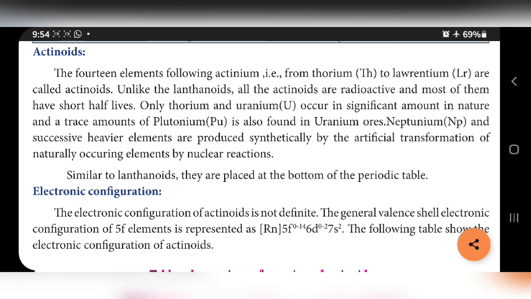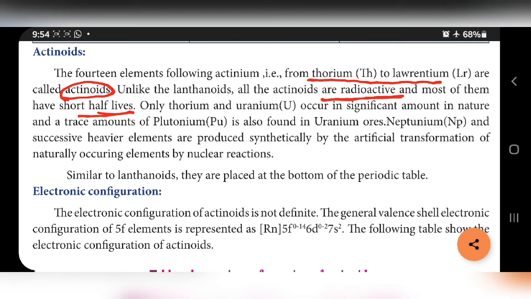The 14 elements following actinium, from thorium to lawrencium, are called actinoids. Unlike lanthanoids, all the actinoids are radioactive, and most of them have short half-lives.